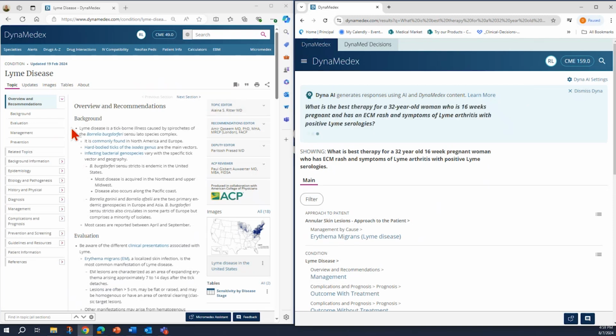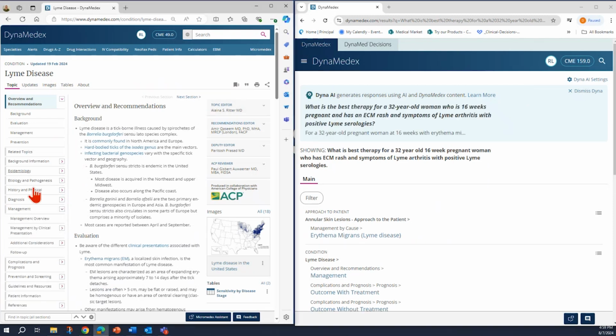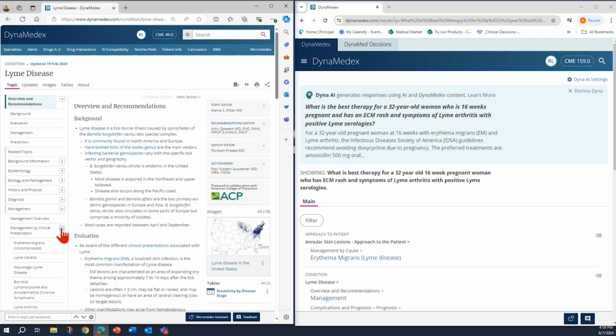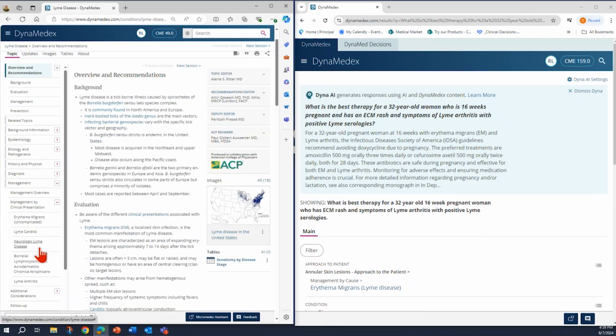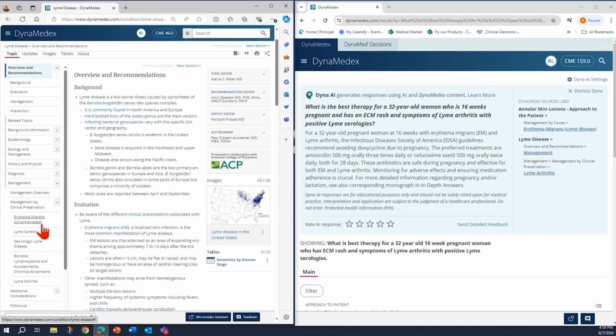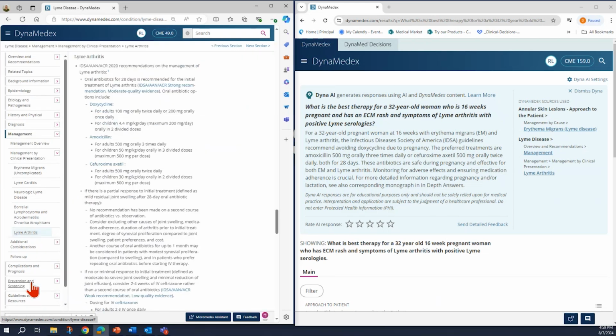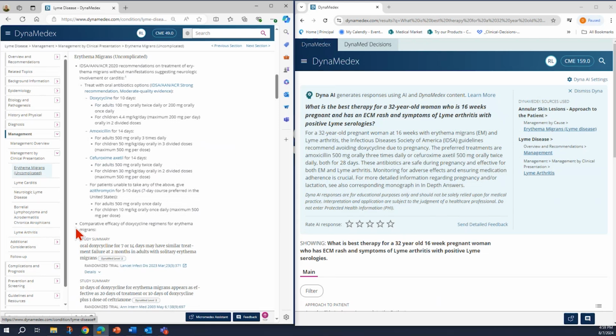So here we know we're going to go into management, and into clinical presentation. Now we're looking at ECM, but we're also looking at Lyme arthritis. Interesting. So we've got to look at both of these areas. And there is the issue of her being pregnant. We can go into Lyme arthritis first, or perhaps we wanted to go into ECM first. And then we would want to make sure that we're addressing the issue of pregnancy, etc. However, in the right-hand panel, Dyna AI has addressed all these issues.